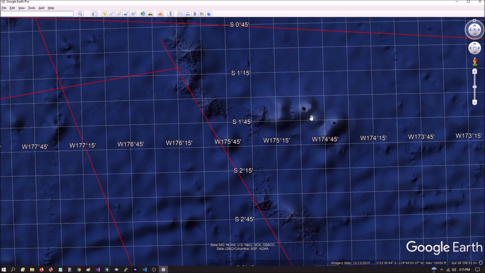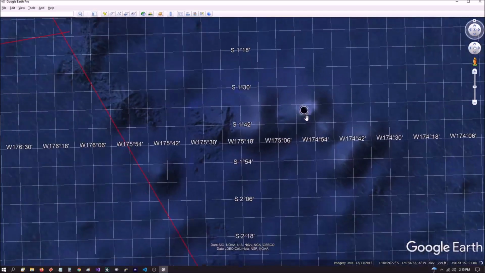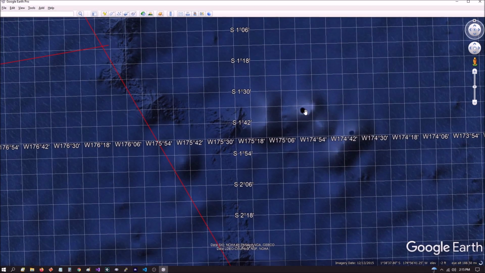So when she was going north and south and she tried to turn back on course, she could have thought she was heading east, but she was actually heading northeast. She mistook this island for Howland Island, mistook this island for Baker Island, and said, screw it, we're going to land here.